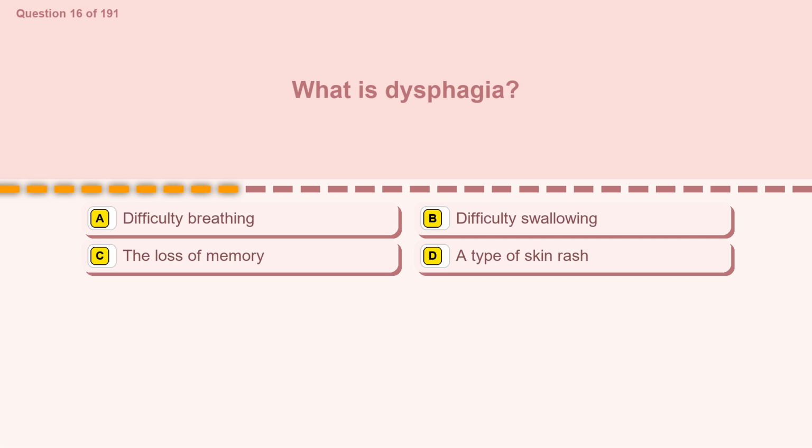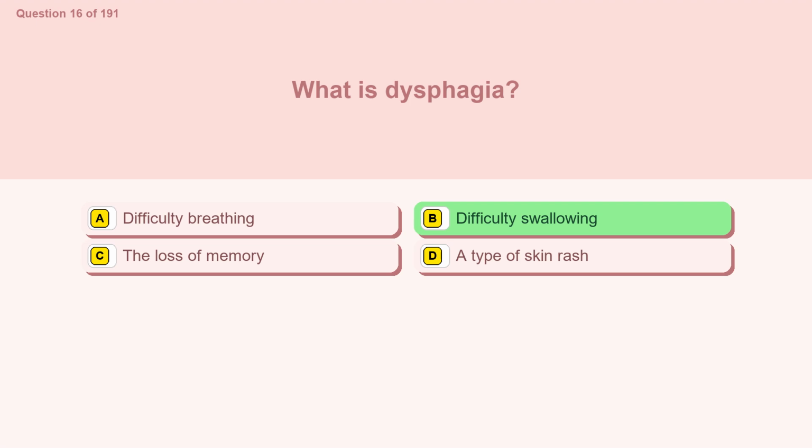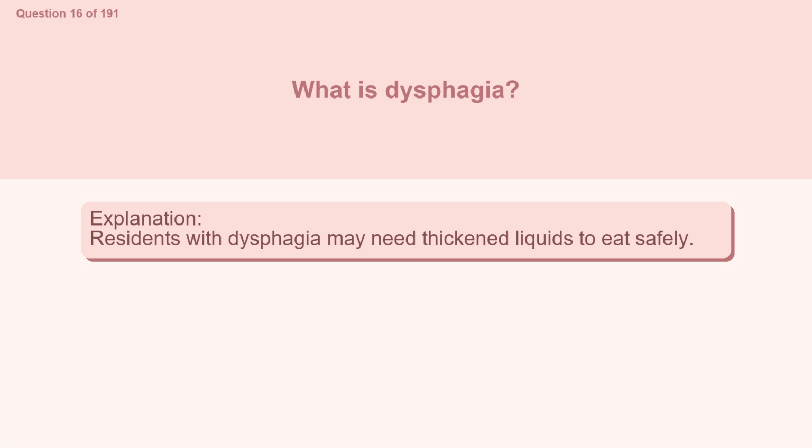Option A, difficulty breathing. Option B, difficulty swallowing. Option C, the loss of memory. Option D, a type of skin rash. The correct answer is option B, difficulty swallowing. Residents with dysphagia may need thickened liquids to eat safely.